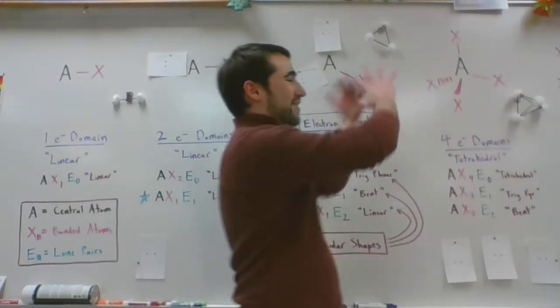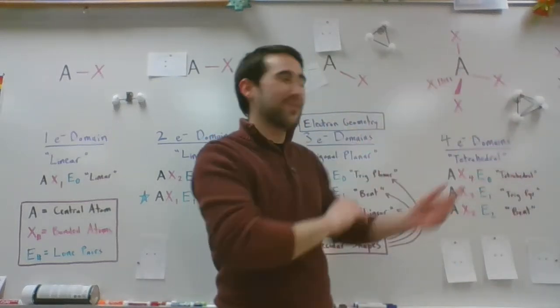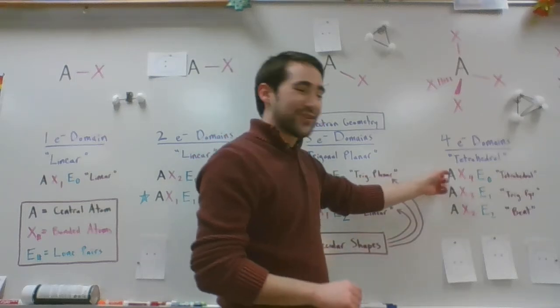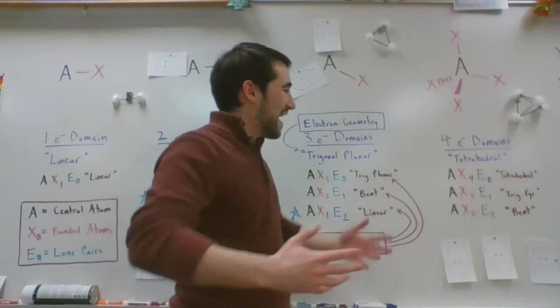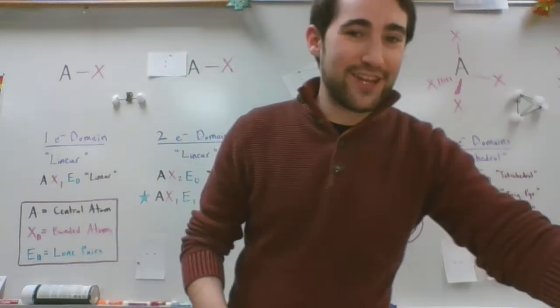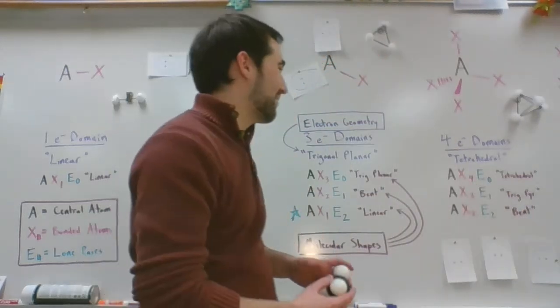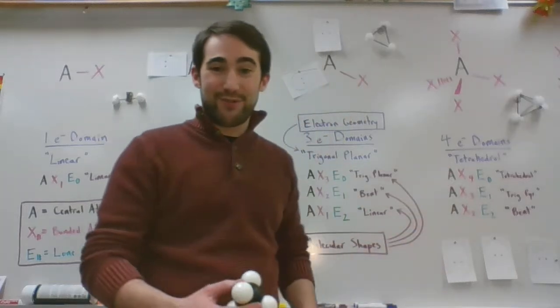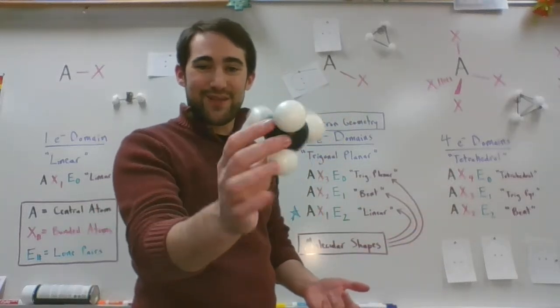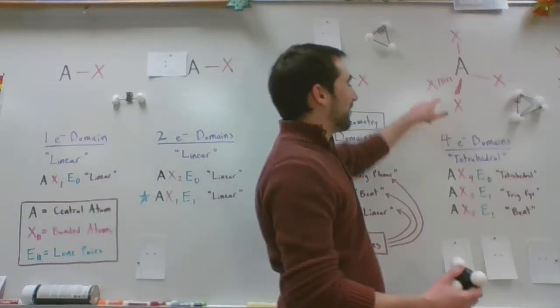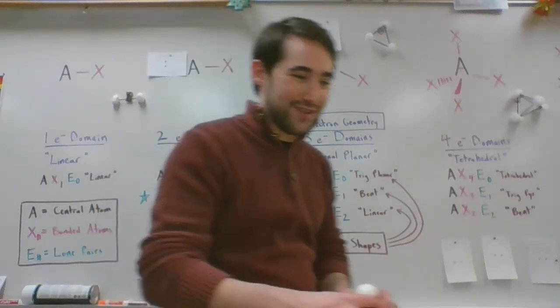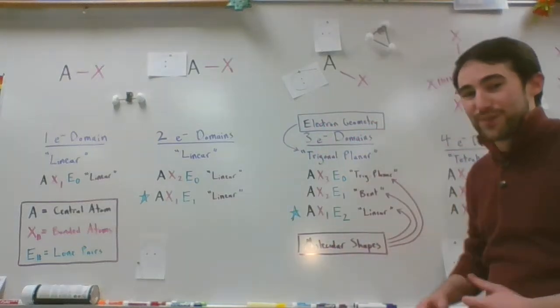So the full picture of this tetrahedral shape also goes along with having 4 bonded atoms. AX4E0 has the molecular shape tetrahedral, just the same as the name for the electron geometry with 4 electron domains. It looks something like this. If we swap one of these out for a lone pair of electrons, we would have 3 bonded atoms and 1 pair of electrons.